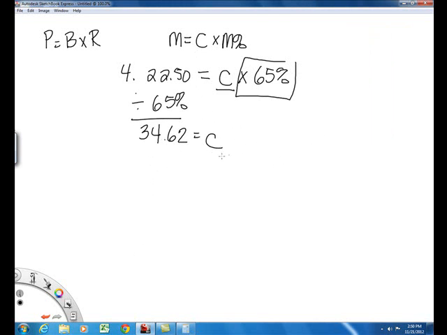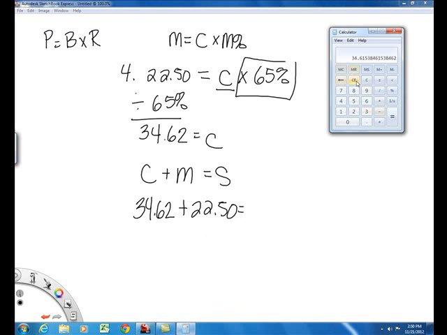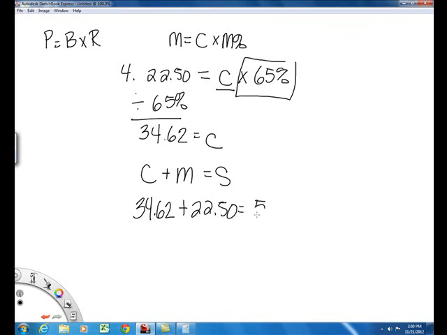Now, it also asks for my selling price. Well, we just learned in the previous that if I have my cost and my mark on, I can get my selling price. My cost is $34.62. My mark on amount is $22.50. So that means that if I add 34.62 and 22.50, it'll give me my selling price of $57.12.